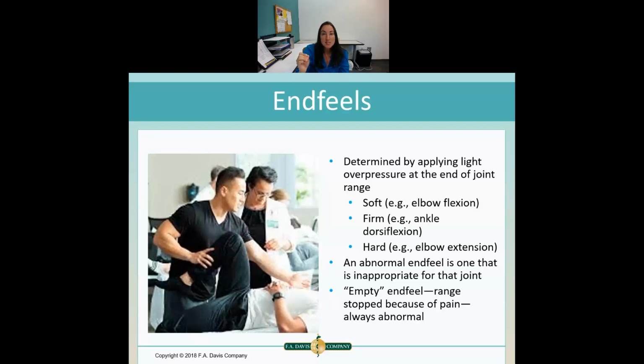An empty end-feel basically means I didn't get to the end. Nothing stopped me, but the patient either pulled away or said stop or said that hurts too much. So empty end-feel is basically related to pain. You could not get to the end of the range of motion, and that's always abnormal. Pain should never be what stops us from getting full range. So that just tells you that you haven't reached end range yet, and for whatever reason, it's too painful to get there. Sometimes we will record that as movement limited by pain, but you can also just put empty end-feel.